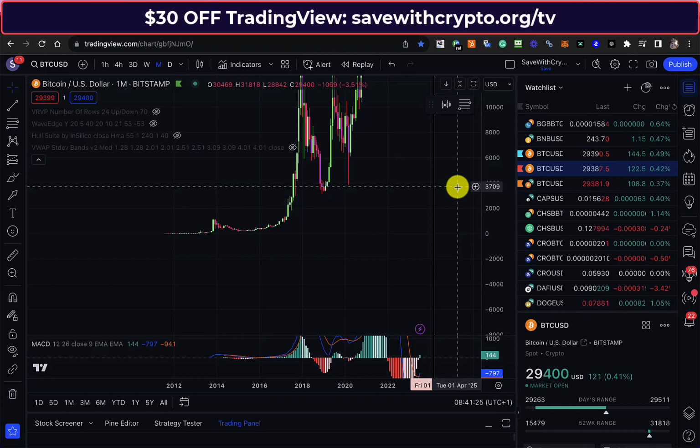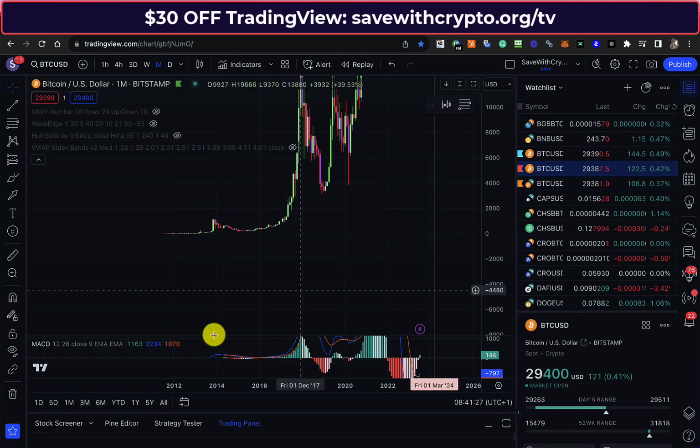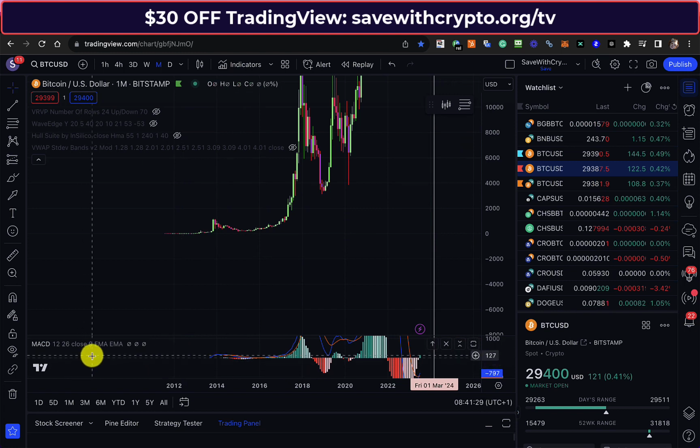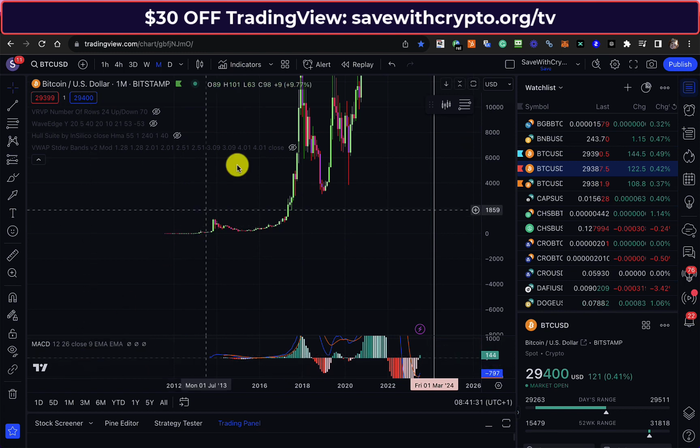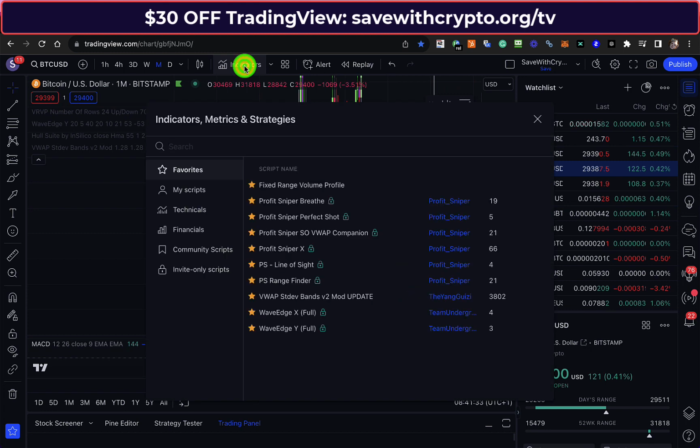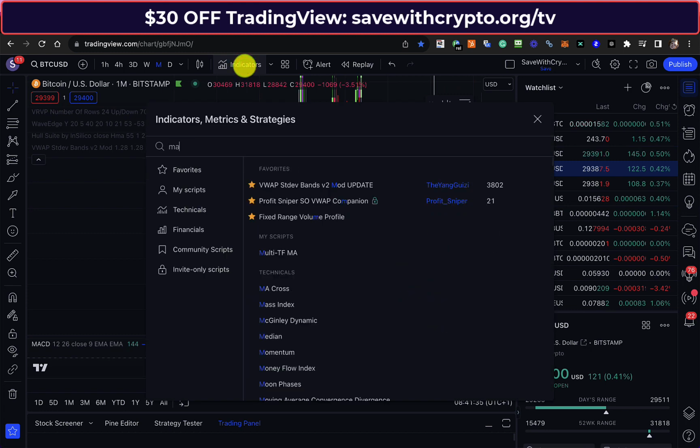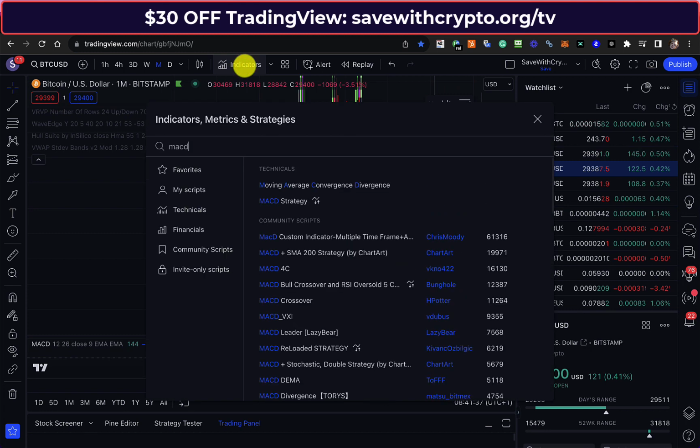Okay, so I just want to show you the MACD indicator, right? This is the moving average convergence divergence. If you haven't got it, you just go up to indicators, and I think you can just put in MACD. There you go. It's this one here, moving average convergence divergence.